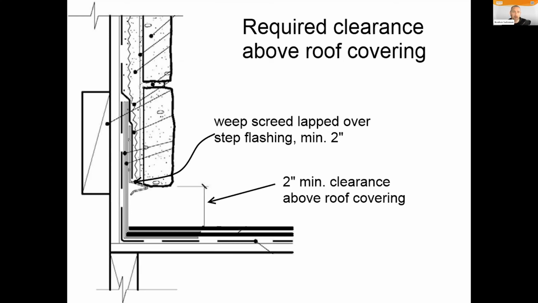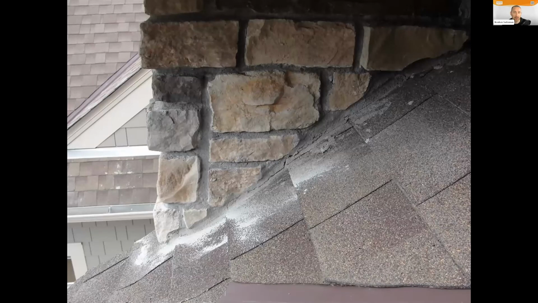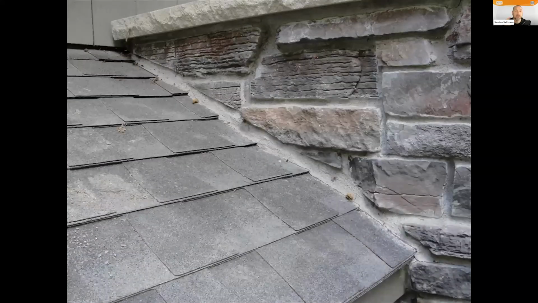This is what's required. This is not a good example of that being done. This is a new construction home. This is brand new. And this is how they did it. They brought the mortar right tight down to the shingles. What's going to happen? Water is going to soak right up into that stone veneer. Another fantastic example of how not to do it. We're supposed to have a 2-inch gap here. Oh, and where's our flashing? We don't have any flashing.